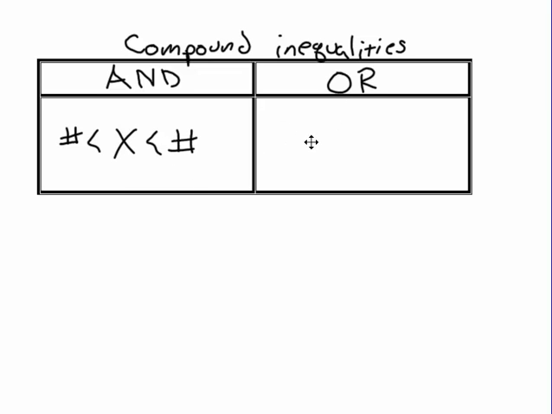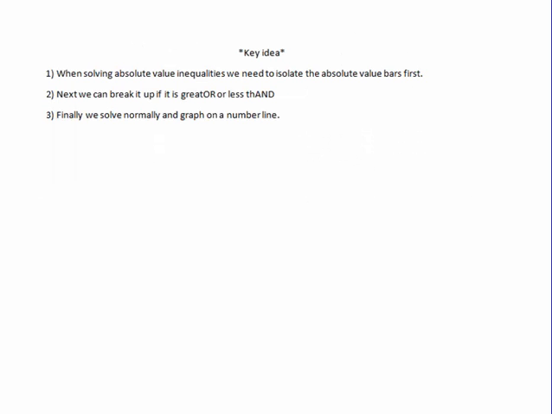For the or compound inequality, we have x is less than a number, or x is greater than a number. Notice here we have or written right in between, right? So these are the two compound inequalities. One we can solve together. The other one we have to solve separately. So let's take a look at what this says.